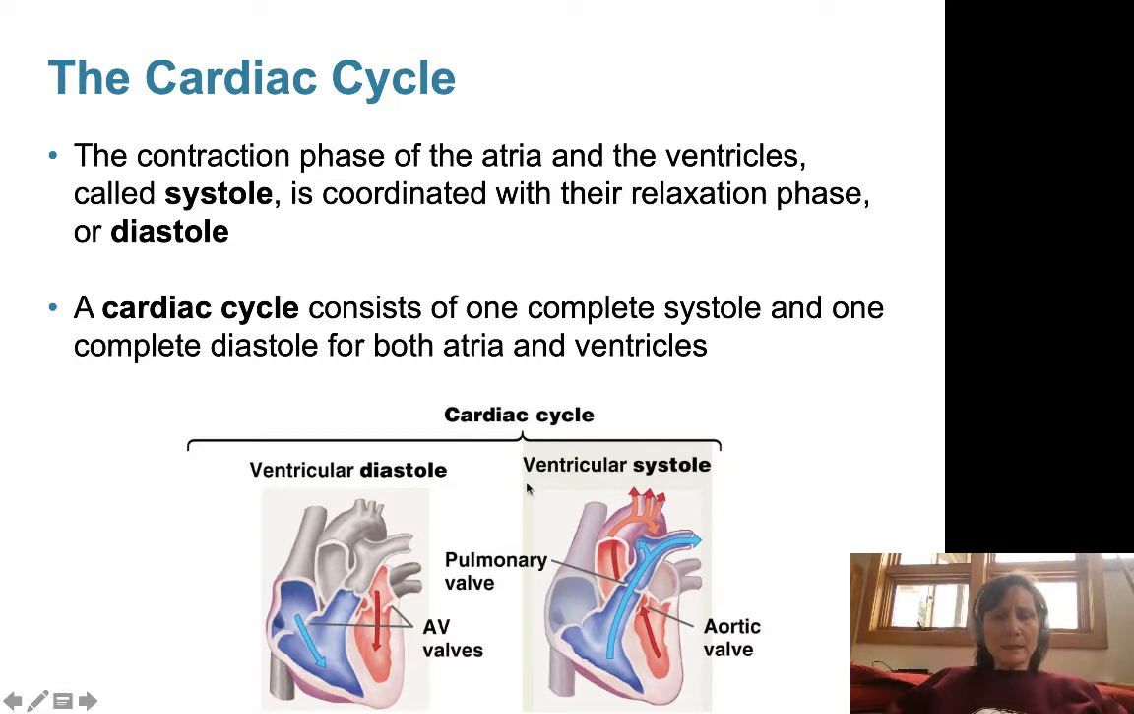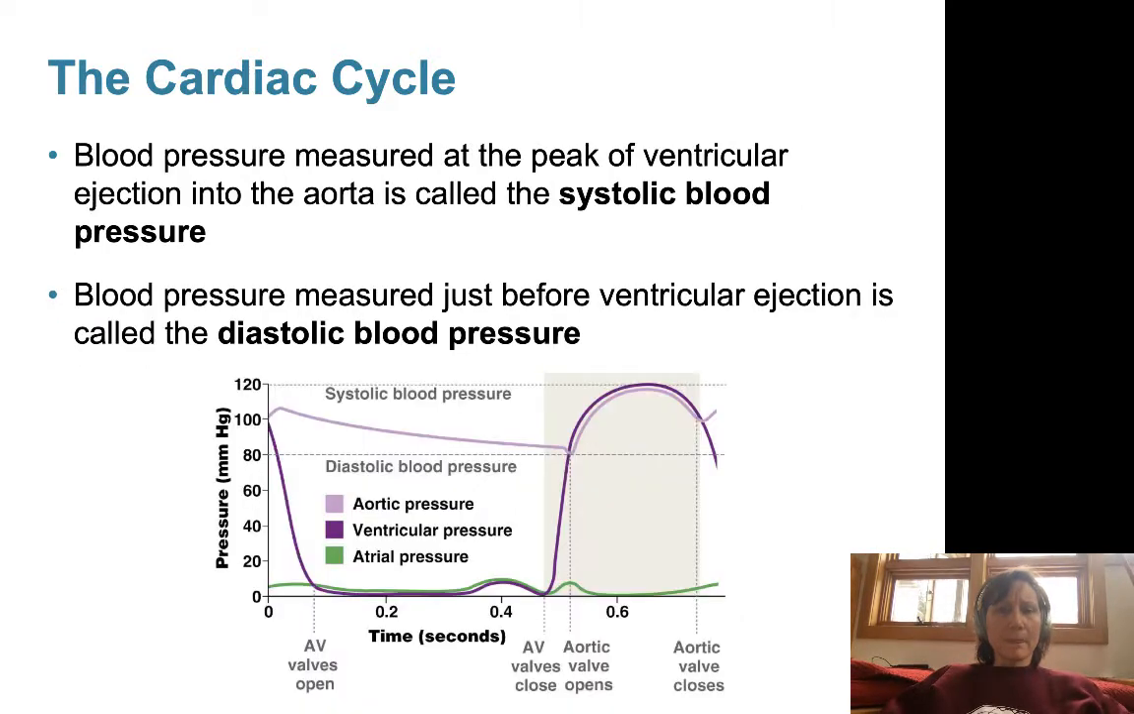And so right here in this diagram, I'm just showing you the ventricular diastole and the ventricular systole. But a full cardiac cycle will consist of the contraction and relaxation of both atrial and ventricular, both sides. So when you're measuring blood pressure, it's measured at the peak of ventricular ejection into the aorta. That's called systolic blood pressure. And then just before the ventricular ejection is the diastolic pressure. And so you're seeing that in this diagram here.